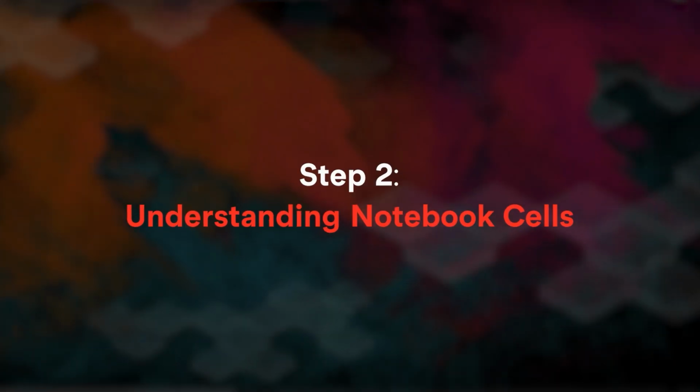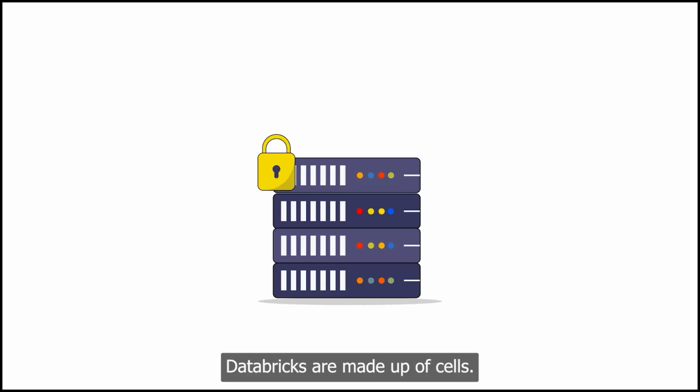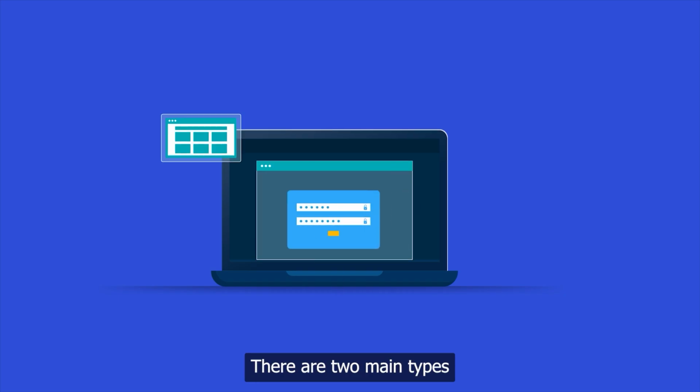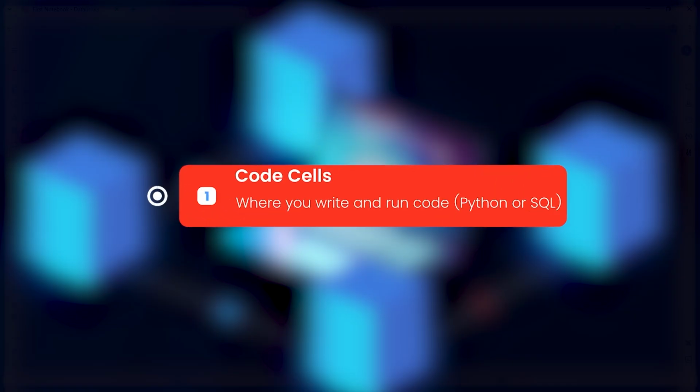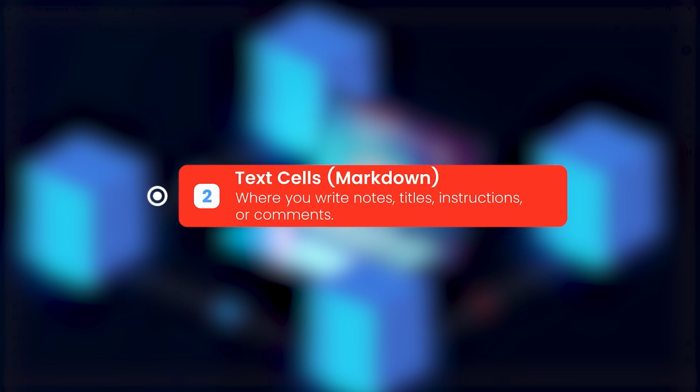Step 2. Understanding notebook cells. Notebooks in Databricks are made up of cells. You can think of each one like a block or step in your workflow. There are two main types. Code cells, where you write and run code, Python or SQL. Text cells, Markdown, where you write notes, titles, instructions, or comments.